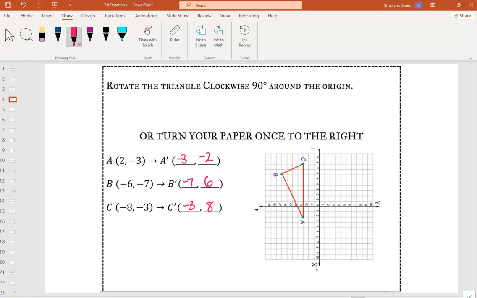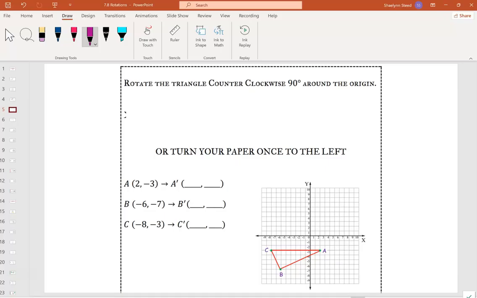So what it looks like happened is our x and y flipped places. This became y comma x. And then the sign changed on that one, so on the x. Okay, so there's our rule. So let's take a look at what if we go the other direction.